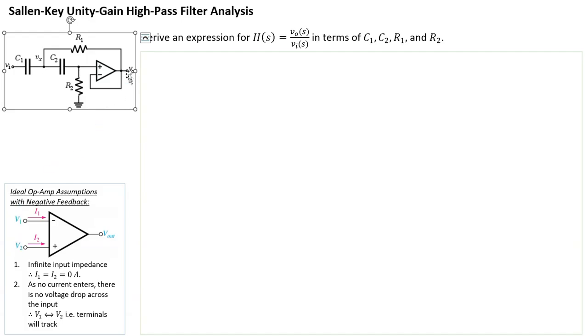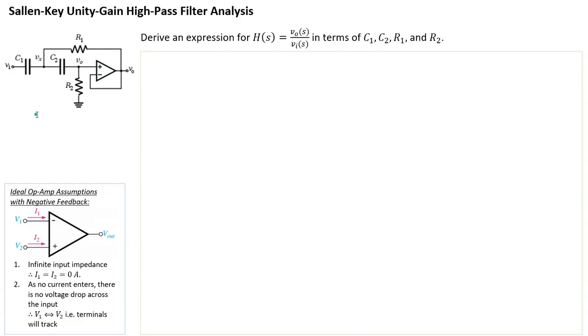So if this is Vo, then this node on the non-inverting terminal will also be Vo. Let me just put that in there. So this will also be Vo. I think all the nodes are now labeled. That's Vo, all this is Vo, that's ground, that's Vx, and that's Vi.